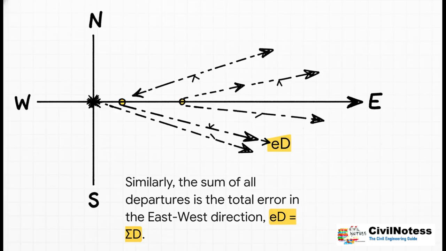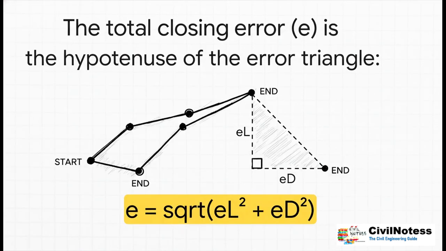And it's the exact same story for departure. You add up all the eastings and westings, and whatever is left over, sigma D, that's your total error in the east-west direction, or ED. So how do we figure out the total size of that gap? Well, it's actually pretty cool.